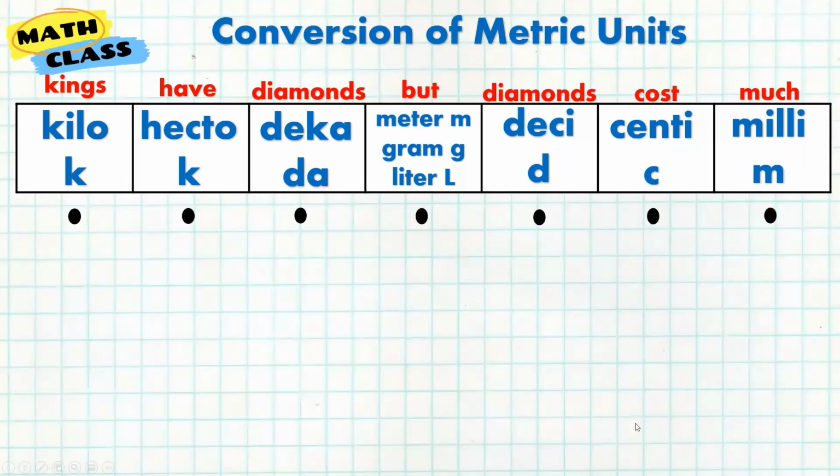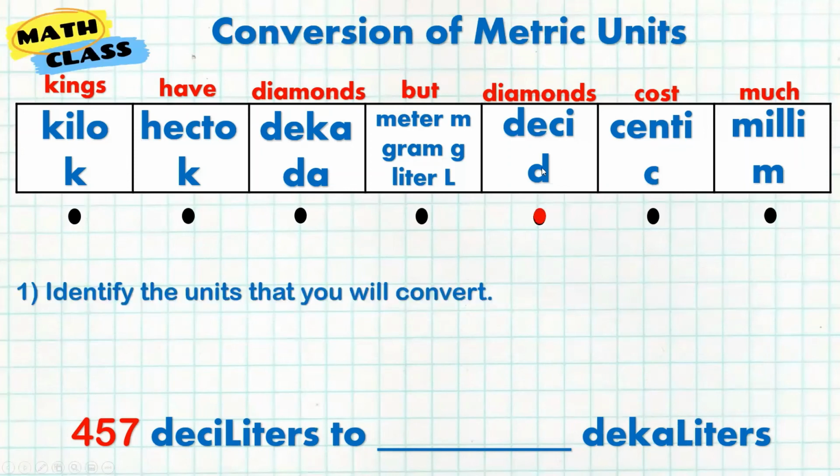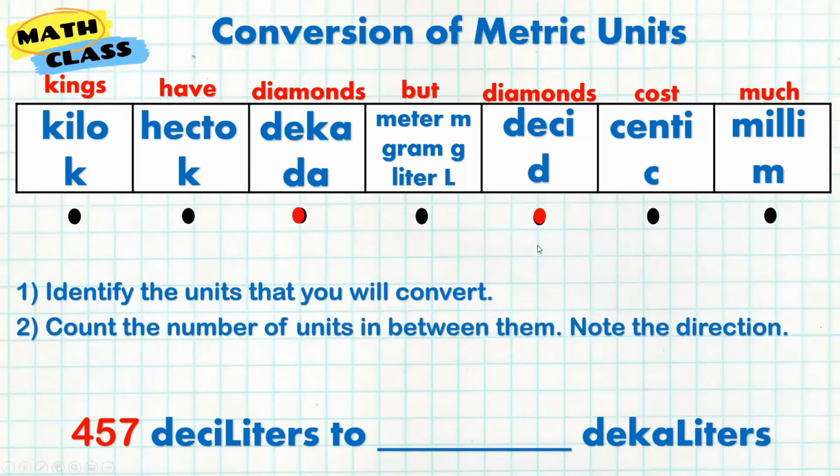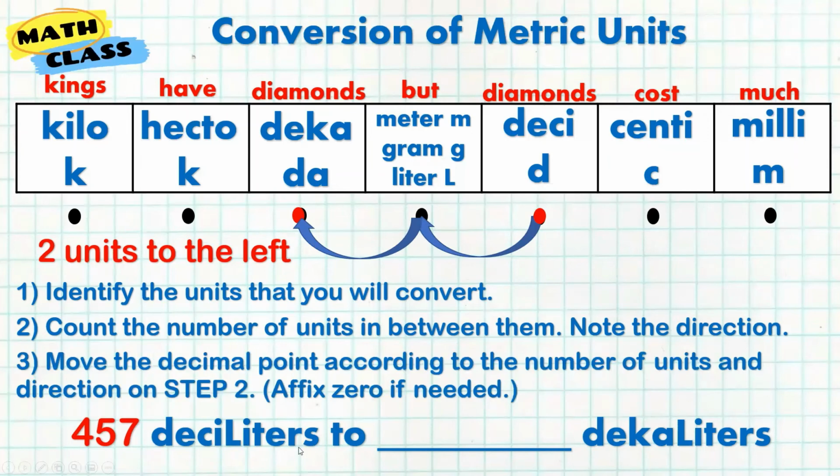So let's have 2 more examples. Let's convert 457 deciliters to decaliters. So from deci, we are moving to deca. And there are how many units? 1, 2. We have 2 units going to the left. So 2 units to the left. So by doing that, the 457, we place the decimal point at the end. We have to move 2 units to the left. So 1, 2. So your decimal point will be placed there. Therefore, the answer is 4.57 decaliters. So that's how we do the conversion.